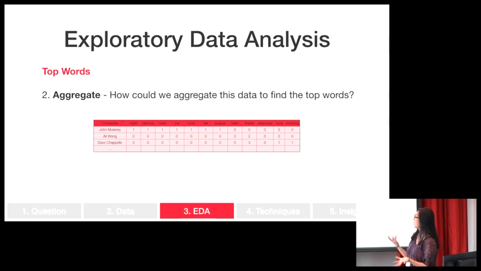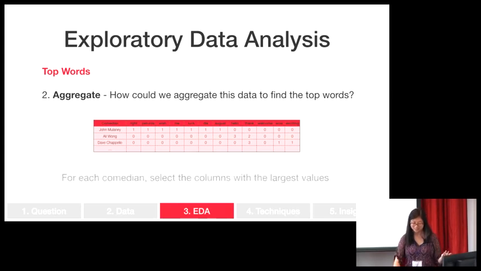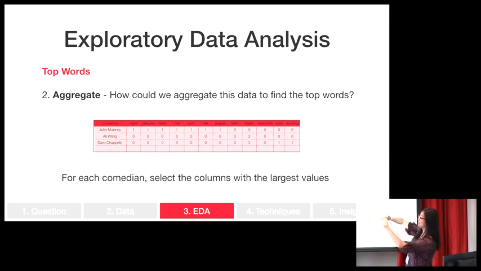The next thing we have to do is aggregate. So how do we aggregate this data to find the top words? Sort it, see the largest number. Perfect. For every comedian, you select the columns with the largest value. Basically, sort across the row and then find which words have the highest word counts.